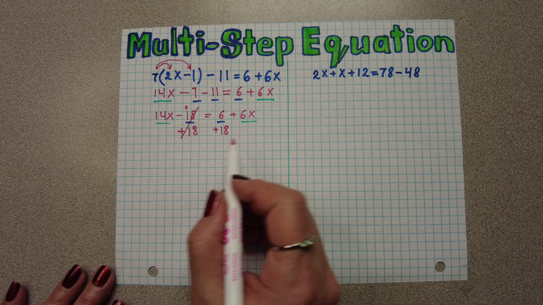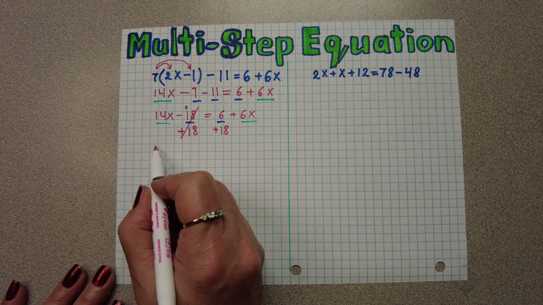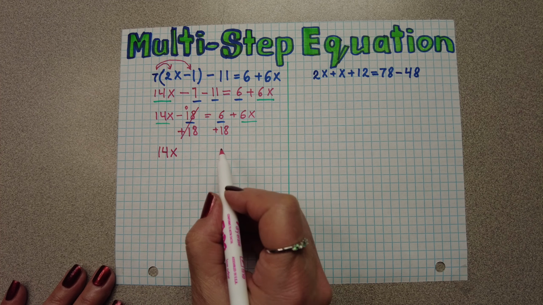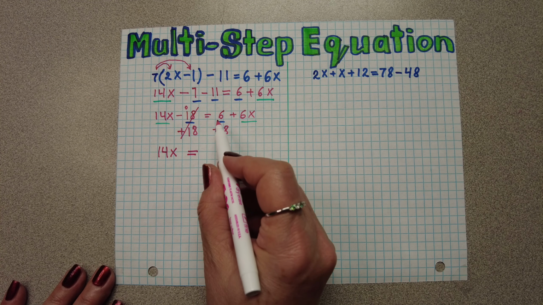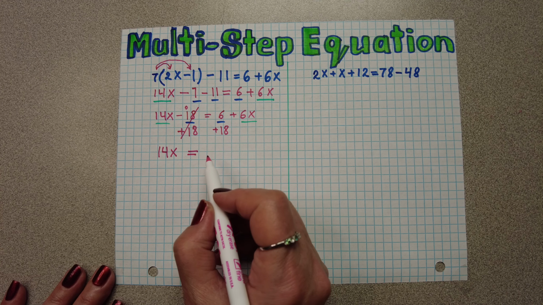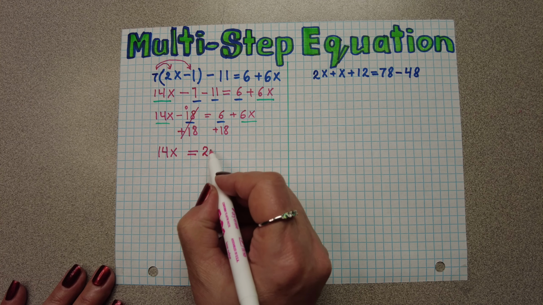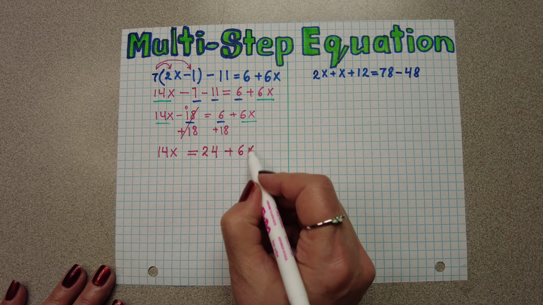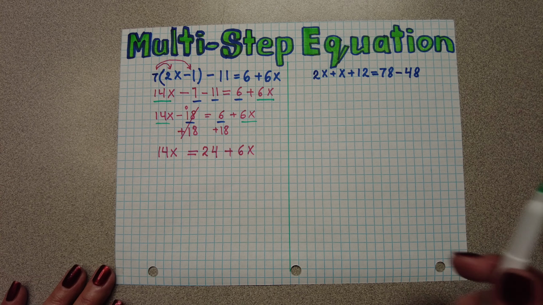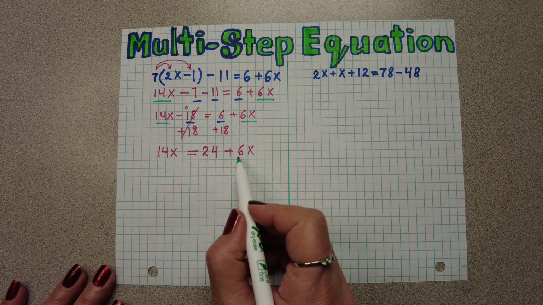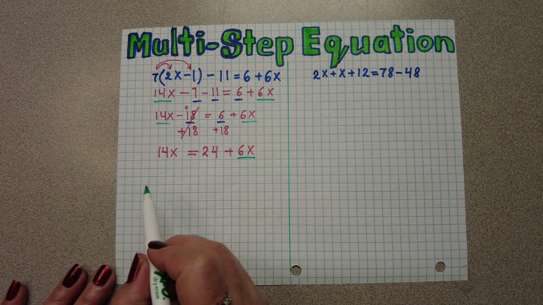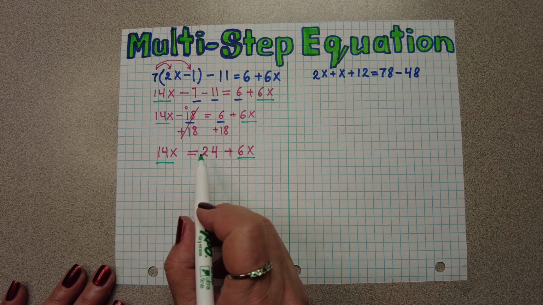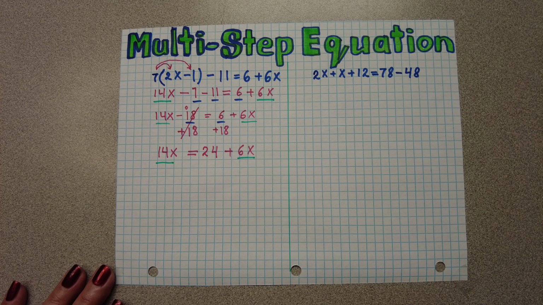Let's write down what remains. 14x equals 6 plus 18, which is 24, plus 6x. Let's check what remains. One variable on the right side, one variable on the left side, and the numbers are fine. We already have numbers separated.